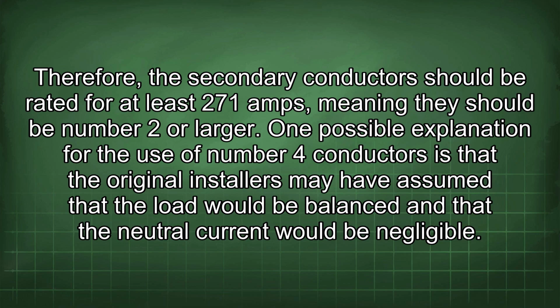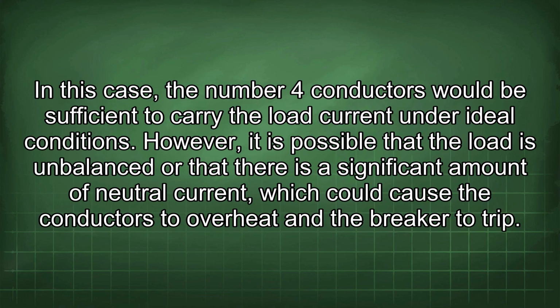One possible explanation for the use of number 4 conductors is that the original installers may have assumed that the load would be balanced and that the neutral current would be negligible. In this case, the number 4 conductors would be sufficient to carry the load current under ideal conditions. However, it is possible that the load is unbalanced or that there is a significant amount of neutral current, which could cause the conductors to overheat and the breaker to trip.